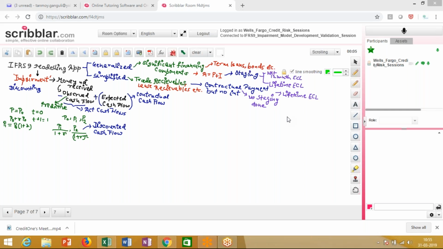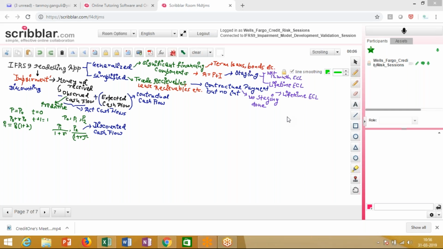Now, assets which have a contractual cash flow but may not have a financing component attached to it are treated through the simplified approach. The different kinds of assets which fall under the simplified approach are trade receivables, lease receivables, contract receivables, and so on. So what we now need to understand is what exactly are the key differences between each of these measures.